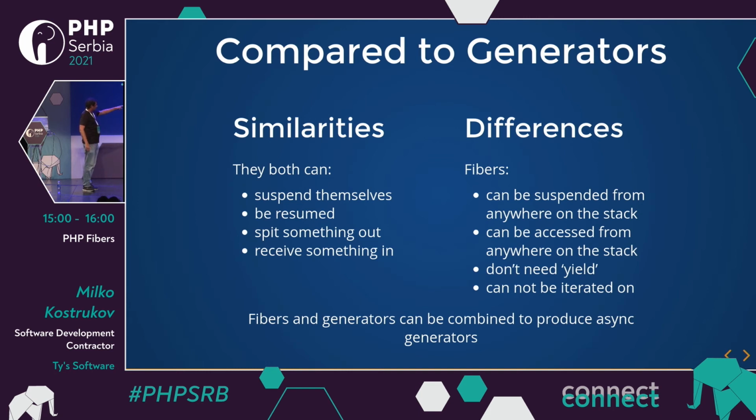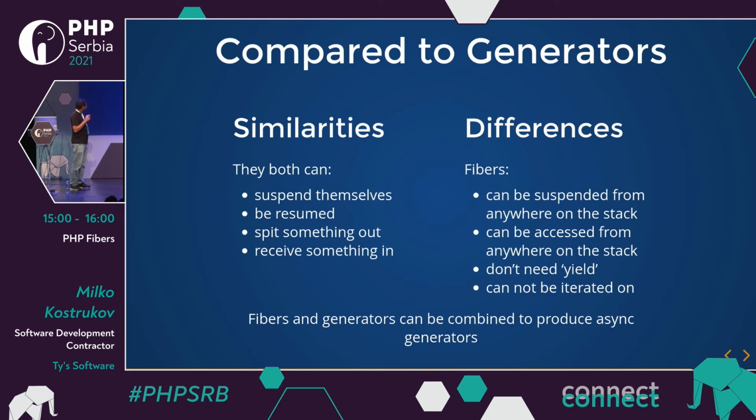So the fiber that you're running can be accessed anywhere on the stack. This is pretty much the same thing, the 1 and 2 are connected. You don't need the yield keyword, and this keeps your functions just normal functions. They are not generator functions, or asynchronous or synchronous functions. They're just functions. And of course, fibers cannot be iterated on. That's normal, because they're not generators.